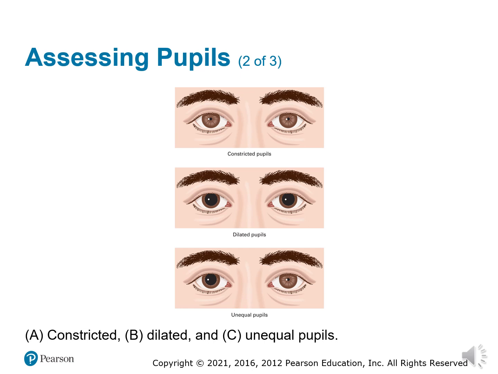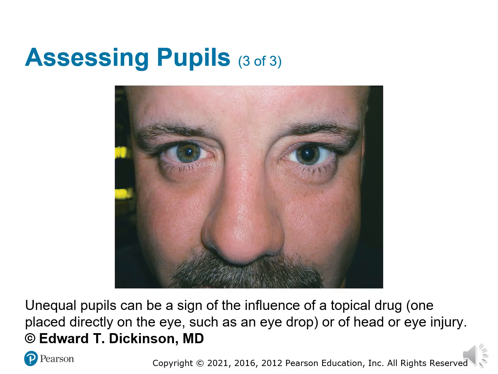Now, some people do have unequal pupils. However, if you do see unequal pupils, you do have to think about head injury. Unequal pupils can be a sign of the influence of a topical drug, one placed directly on the eye, such as an eye drop, or if they happen to have a head or an eye injury.